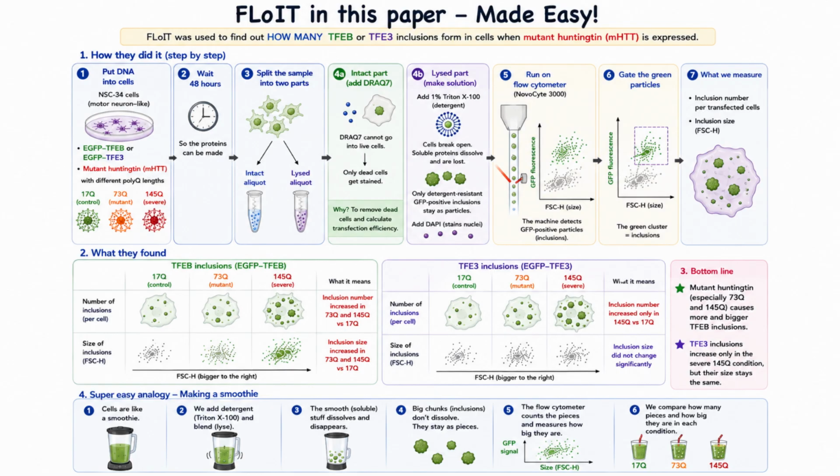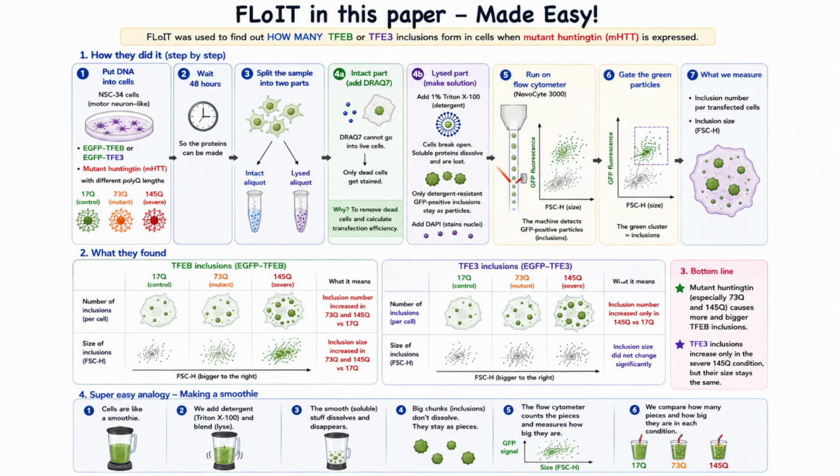To be absolutely 100% certain, they brought in a high-tech method called FloIT, flow cytometric analysis of inclusions and trafficking. They attached glowing green fluorescent tags to TFEB and TFE3, broke the cells open, and shot the contents through a laser, one single particle at a time. The laser counted the glowing clumps, and the results were super clear. As the mutant Huntingtin got more severe, the cells formed way more inclusions containing trapped TFEB, and they were noticeably larger. TFE3 also got trapped heavily, especially in that extreme 145q condition. The trap is real, folks.